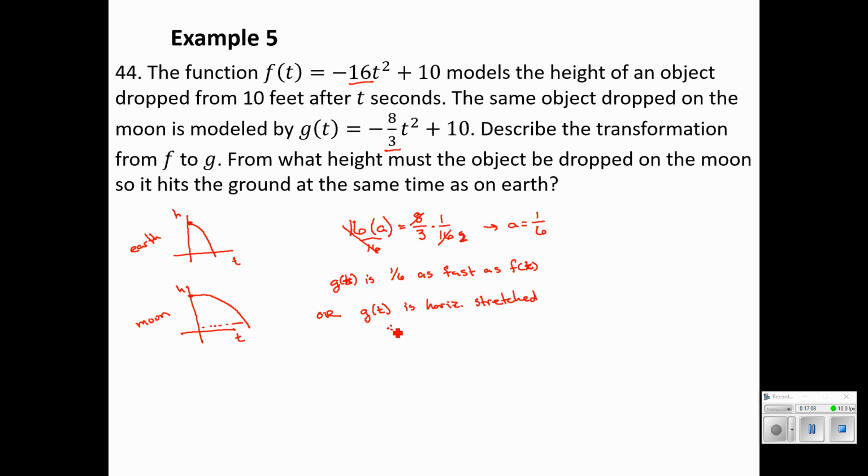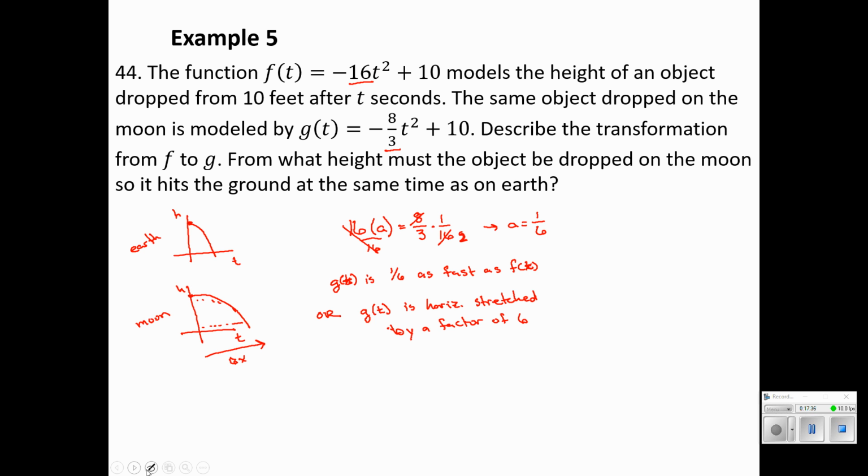Right, because this graph over here showed that the graph was moving slower, but it also showed that we stretched that graph out, so it's 6 times as wide. All right, from what height must the object be dropped on the moon so that it hits the ground at the same time as on Earth? Now, I love this. I'm actually going to change the color of my pen for the second part of the problem. Nice blue. This is actually very interesting.